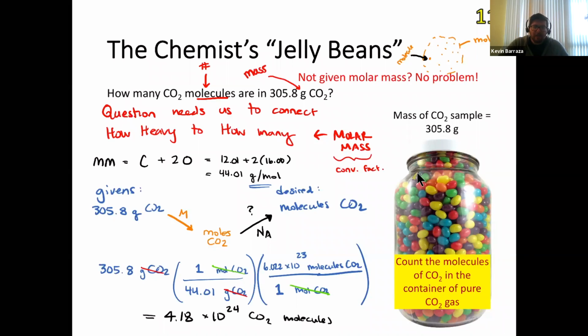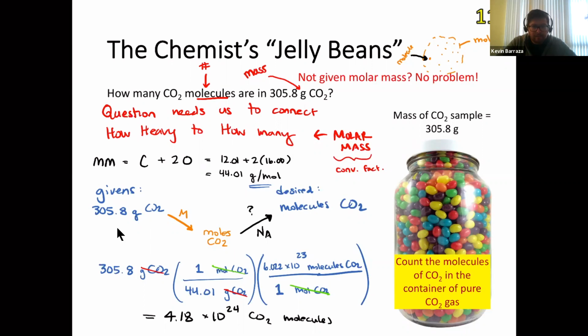By knowing which substance we have, it's CO2 in this case, a maybe balloon of CO2, and knowing how much the CO2 weighs, so I put it on a scale, it's this much, I can use molar mass to go from how heavy to how many, and then Avogadro's number goes from a group to counting the individual particles. So that's the big connection we're going to have here.